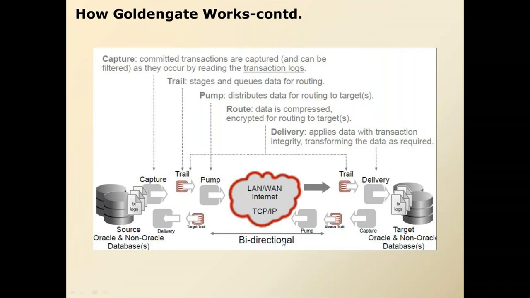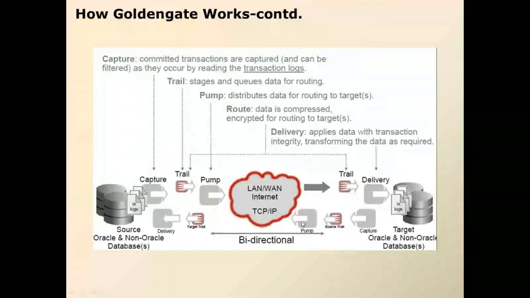Here the capture and pump processes reside on site two and the delivery process resides on site one. The capture and pump are independent of the delivery process. Each process in GoldenGate is independent here. So the data flow is: capture and pump of site A have a corresponding replicate process on site B. Similarly, extract and pump on site B have a corresponding replicate process on site A. So bidirectional is nothing but two-way unidirectional with some considerations. Those considerations we'll be discussing when we do the bidirectional replication setup.